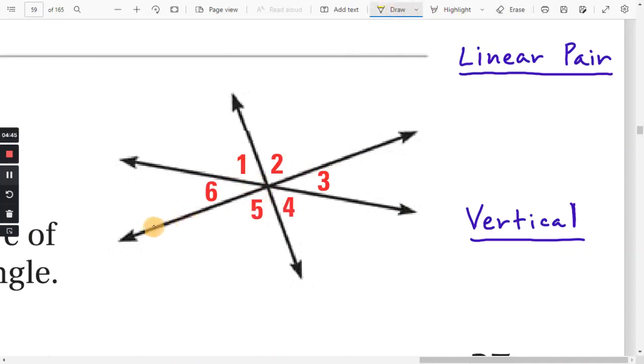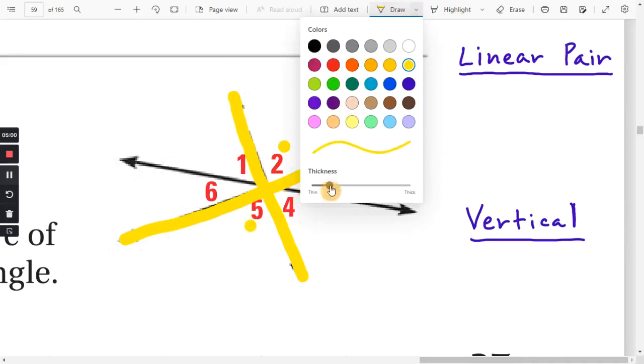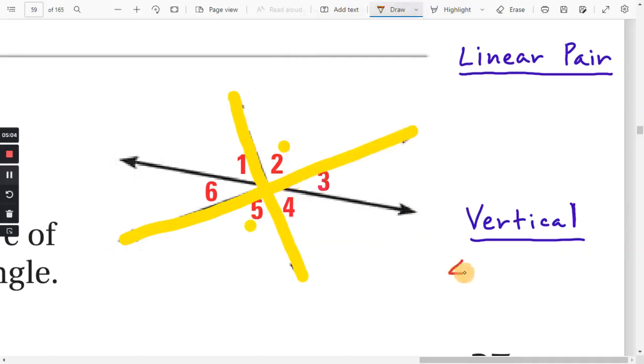Let's look for the X shape. We need two straight lines. So if we do that there and that right there, look at the angles across from each other. We have 2 and 5. Okay, so 2 and 5 both work. I'm going to write angle 2 and angle 5.